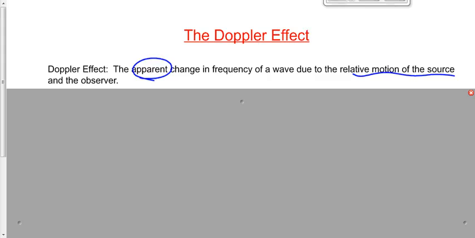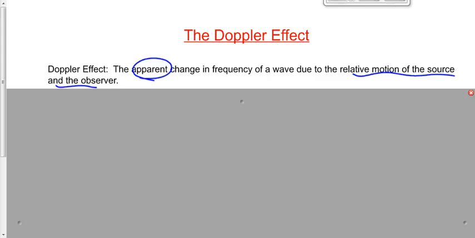Well, either the source, what's making the sound. In the other video that we watched, it would be either the car horn or the fire engine siren, the source, and the observer would be the person on the side of the highway that was videoing the whole deal. The relative motion of the source and the observer. In both of the videos that I showed you, it was the source that was moving, the car horn that was moving. It was the fire engine that was moving.